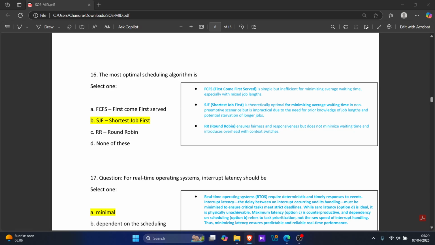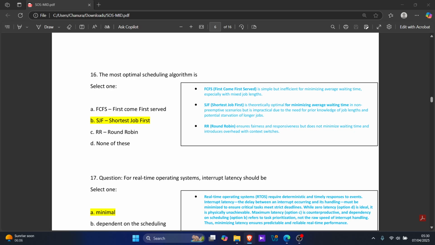Then there's round robin. This algorithm assigns a fixed time slice to each process in a cyclic manner. It's designed to be fair and prevent starvation. However, round robin's performance heavily depends on the time quantum chosen. If the quantum is too large, it behaves like FCFS. If it's too small, there's a lot of context switching overhead. So while RR is good for time-sharing systems, it might not be the most optimal in terms of average waiting time compared to SJF.